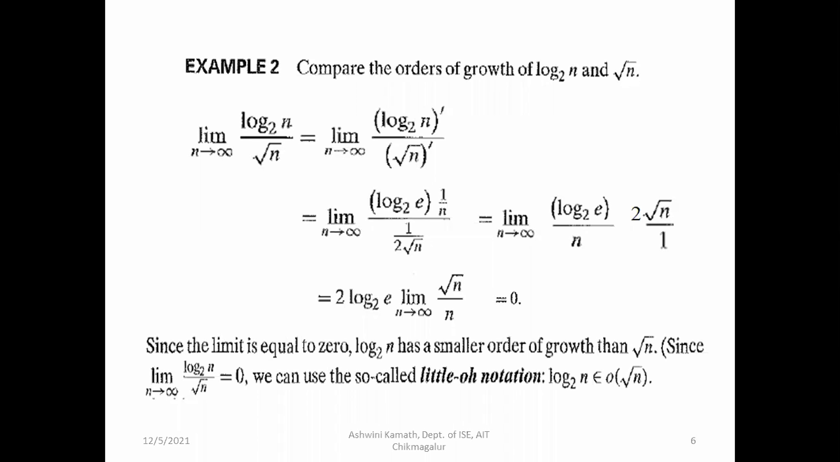It is exactly equal to 0. So we can say that it is in little o notation. Remember that if the division gives exactly 0, it will have a smaller order of growth, but it is not equal to big O of g of n. We can say that it is in little o notation. So log n to the base 2 belongs to little o of square root of n.